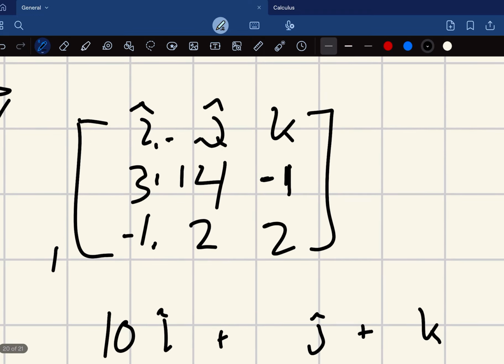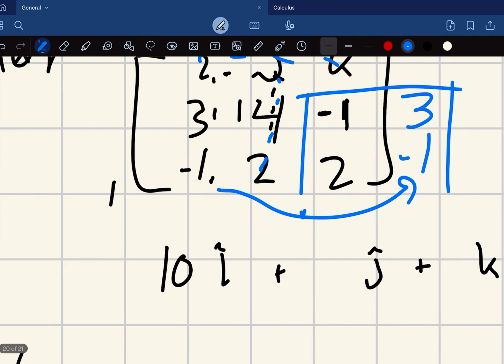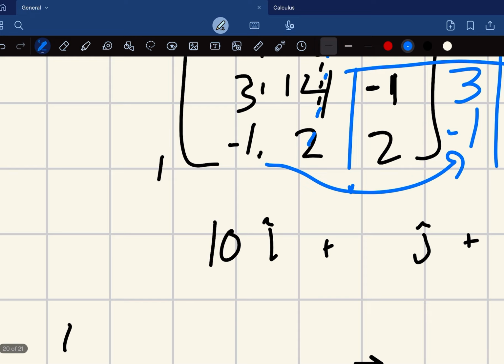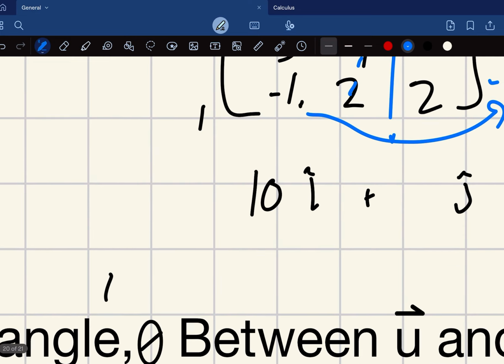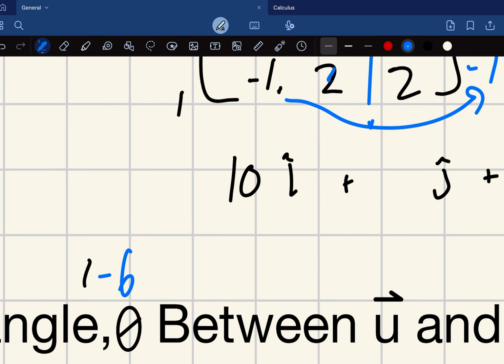Now, for our j vector, we will be crossing the 4, 2 out, and then the rest of them. And then we will be writing another 3, and then another negative 1 over here, mapping this part of the matrix. And the determinant of this will be our j. So negative 1 times negative 1 is just 1, minus 2 times 3, which is 6, so minus 5. So the j component is negative 5j.